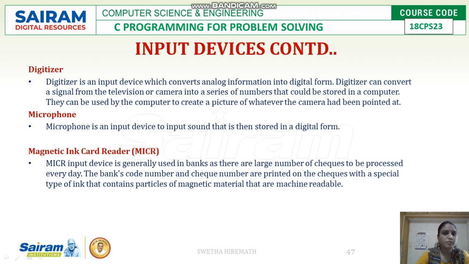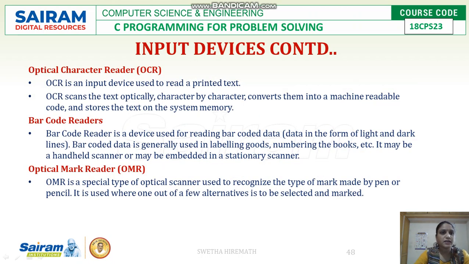Then coming to the microphone, it is an input device to input sound that can be stored in digital form. Then magnetic ink card readers are used for reading checks in banking systems. Then optical character readers read each and every character and store it in the system's memory. Barcode readers we can find in shopping areas like supermarkets, where items have barcodes. Based on that, the price of each item is calculated, and we come to know what data has been stored and what type of item it is. Based on that, we get our bills.